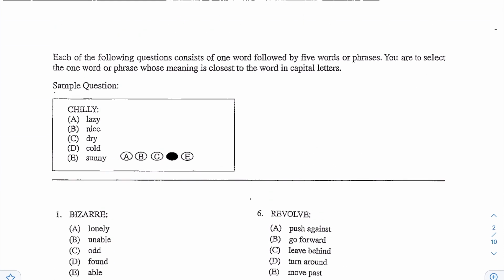Right, so for the first section, what you have to do is each of the following questions consists of one word followed by 5 words or phrases. And you have to select one word or phrase whose meaning is closest to the word in capital letters. So for example, chili and choice D, cold. These are synonyms. So you want to pick the word with the closest meaning.